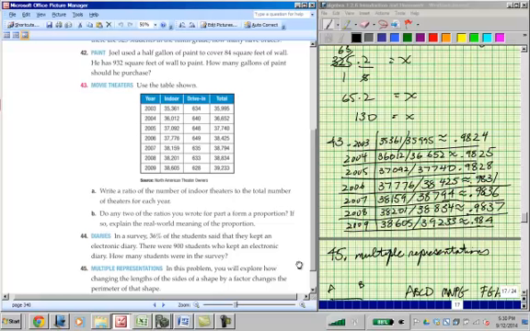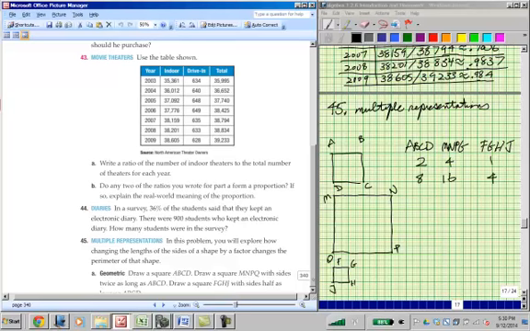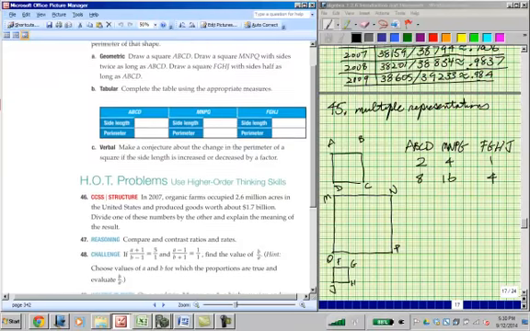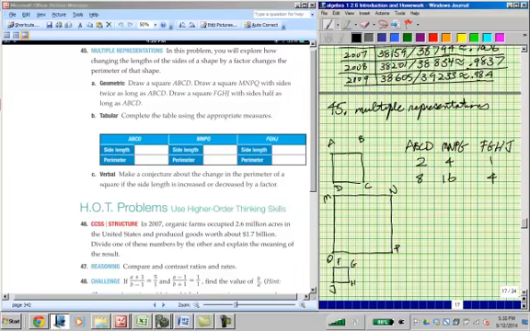Now draw a square with sides twice as long. 1, 2, 3, 4. Okay, this is 4. So the side is 4. Draw a square FGHJ with sides half as long. Okay, this side is 1. Okay, so ABCD has sides of 2, perimeter of 8. MNPG has sides of 4 and perimeter of 16, and FGHJ has sides of 1 and perimeter of 4.